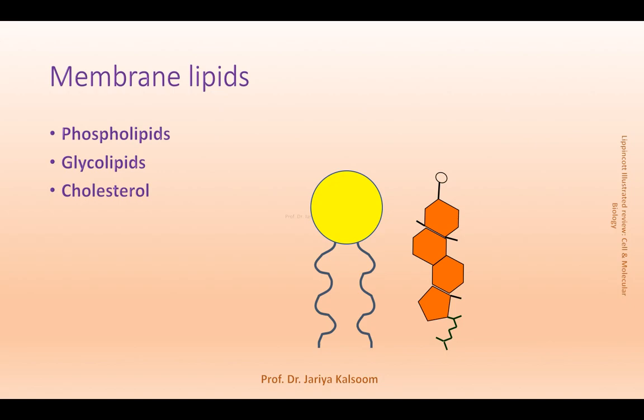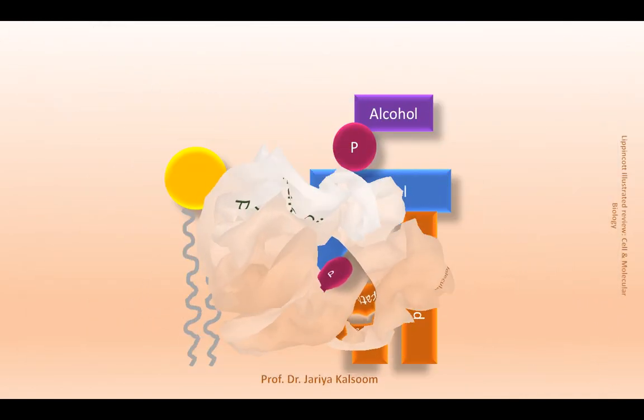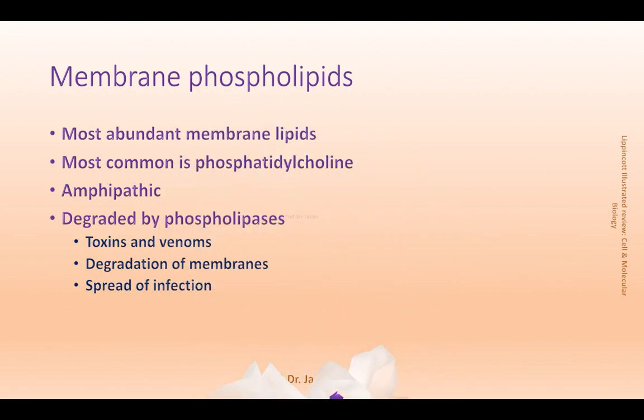So, coming to the types of the membrane lipids. Membrane lipids are attached to a glycerol backbone. The hydrophobic tails are formed by fatty acyl chains, whereas polar hydrophilic head groups are formed by phosphate groups and alcohols along with any carbohydrate residue if attached. Membrane phospholipids are the most abundant membrane lipids.